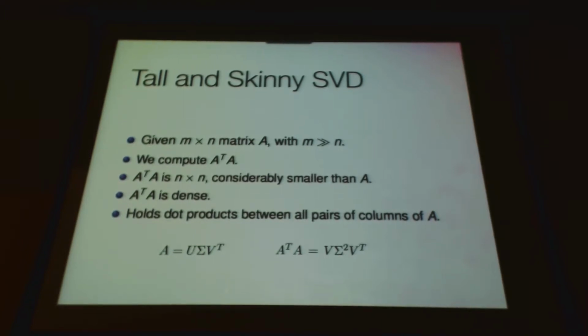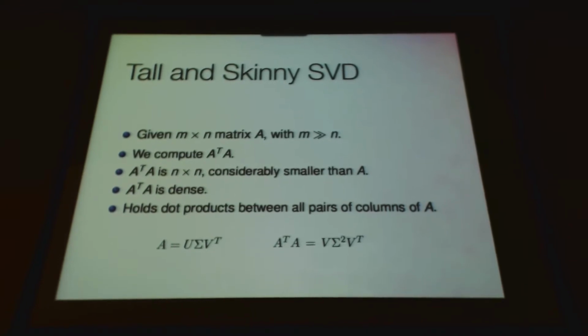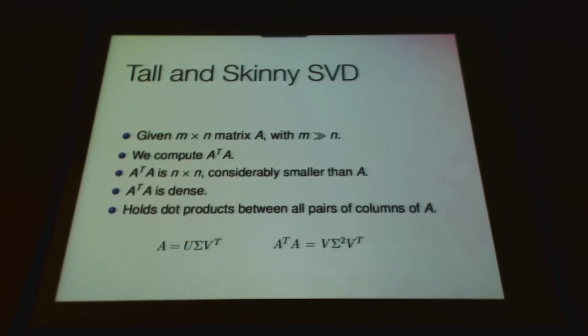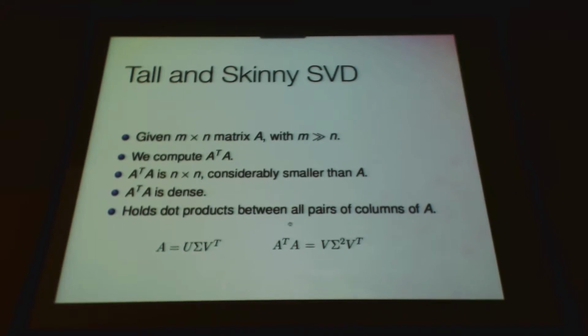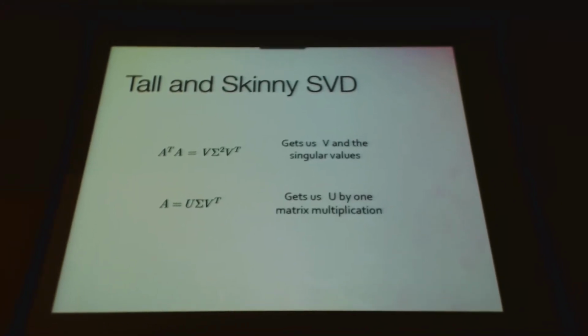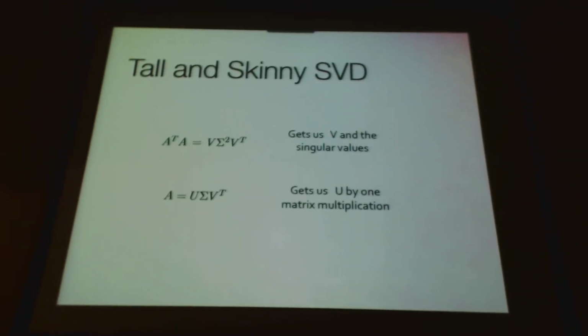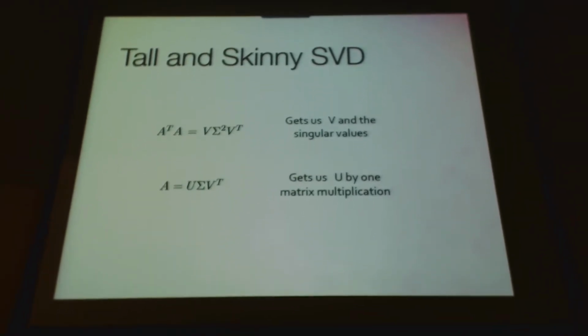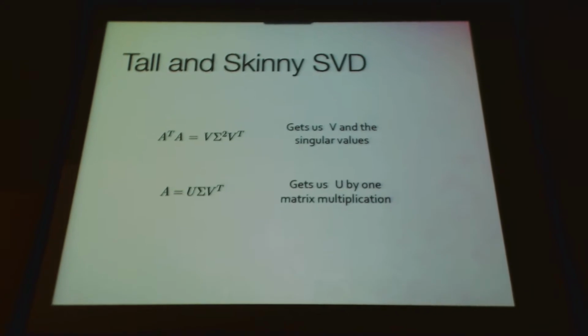So we're going to compute the singular value decomposition of A transpose A, and that will get us V, and it will also get us sigma, because we can just square root the singular values that come out of A transpose A. So that first line gets us V and the singular values, right? But it doesn't get us U.